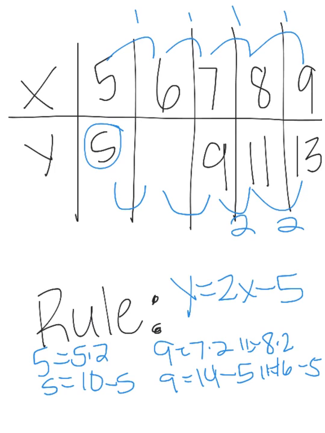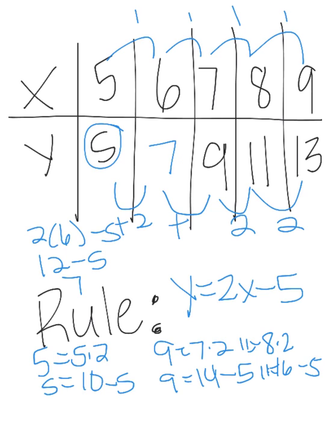Now let's try that with 6. So I have to take 2 times 6 minus 5. 2 times 6 is 12, minus 5 is 7. Does that follow my pattern? Yes. 5, 7, 9, 11, 13. So y equals 2x minus 5 is in fact my answer.